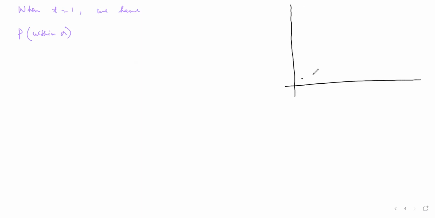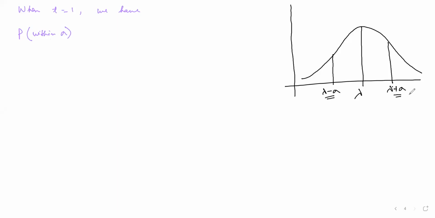So first, let us take t equal to 1. Let me take a new sheet of paper. When t is equal to 1, we have the probability that the measurement lies within sigma. That is the normal curve. So the probability that the measurement lies within sigma, that is, between lambda minus sigma and lambda plus sigma. So this is actually the error function.